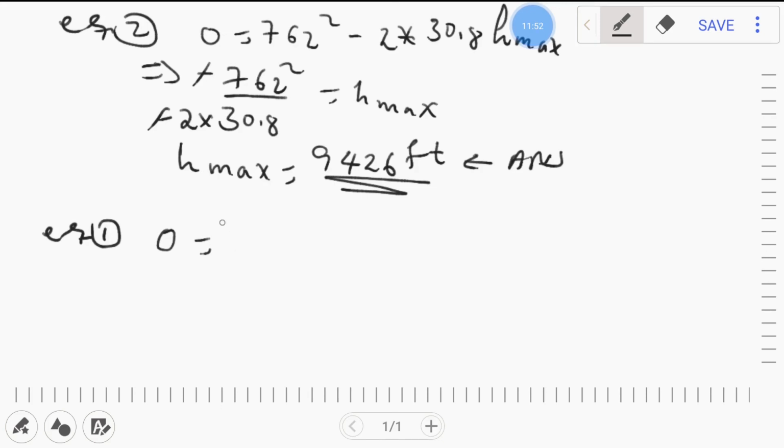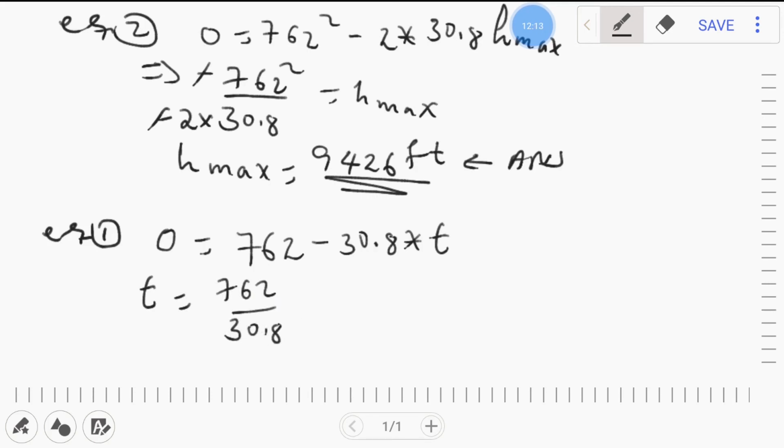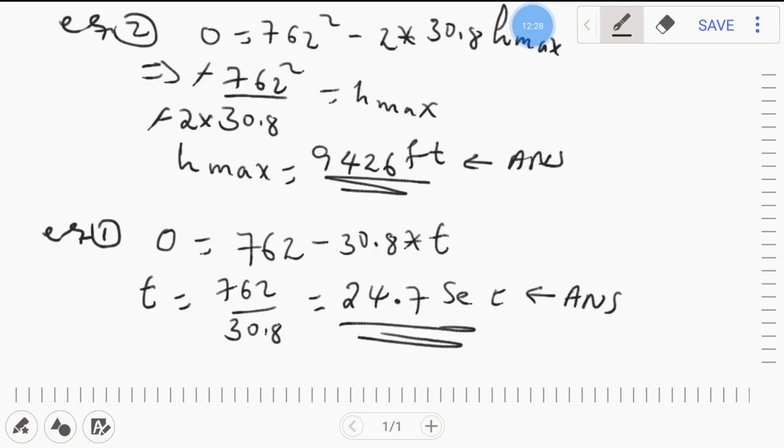By applying equation 1, we can also calculate the time required to reach that maximum position. Applying the first equation, the final velocity is 0, which equals the initial velocity 762 minus 30.8 times t. So t is 762 over 30.8. Finally you will get 24.7 seconds. So this is the answer for the given analysis.